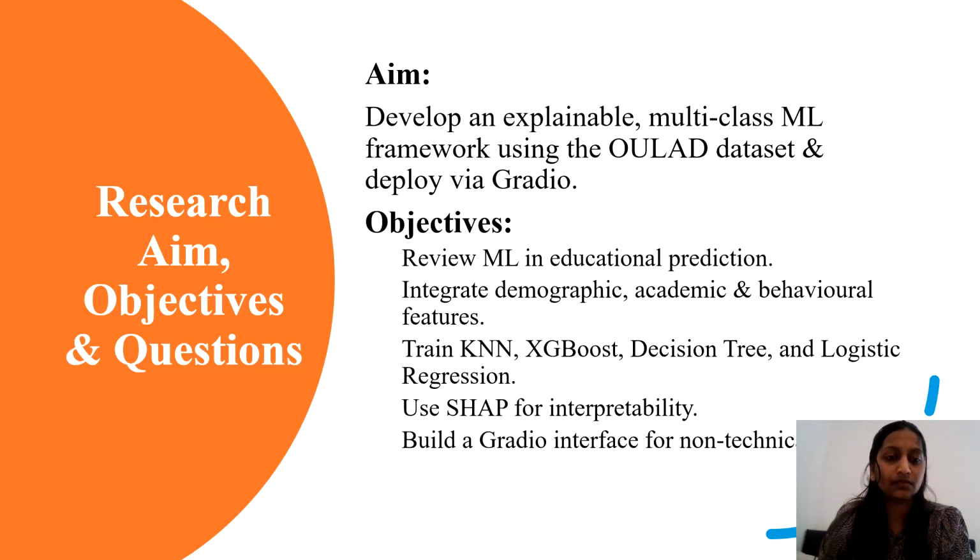Next, we have the research aim, objectives, and the questions. In this study, we sought to develop an explainable and multitask machine learning model to predict student academic performance using OULAD, and also deliver the model through a user-friendly Gradio interface. The objectives were to conduct a literature review, combine both educational and behavioral characteristics, train and test several algorithms, explain the results through SHAP, and create a feasible interface.